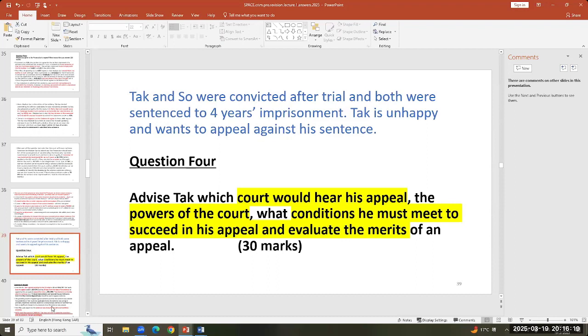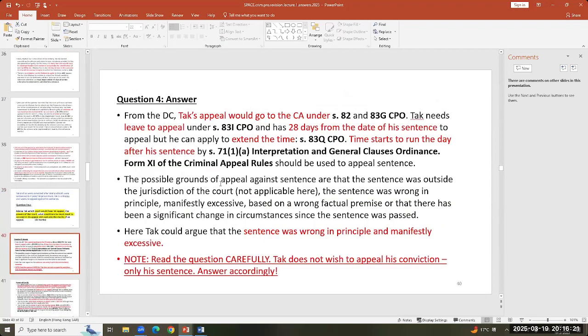So if we assume that he's tried in the district court because it's robbery, it's serious, then he would appeal to the Court of Appeal. He needs leave. He has 28 days from the date of his sentence. He can apply for an extension. Time starts to run on the day after his sentence, and he uses Form 11. Possible grounds: wrong in principle, manifestly excessive. Read the question carefully.